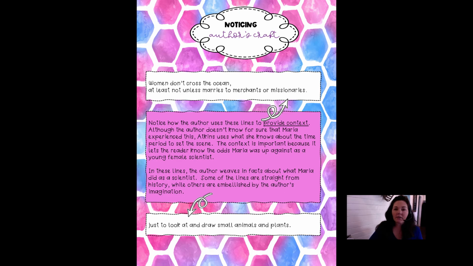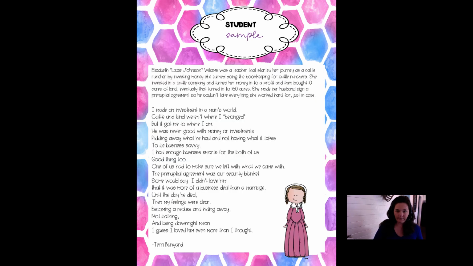One is provide a little context, set the scene for the person that you're going to research. And 2, pull in some actual facts from research and then embellish the rest. So here's a student sample from a previous semester. This document is available inside the packet that's attached to the Dropbox this week, and you can read her poem there. Notice that she's got a paragraph at the top about who Lizzie Johnson was, and then she goes into her poem.